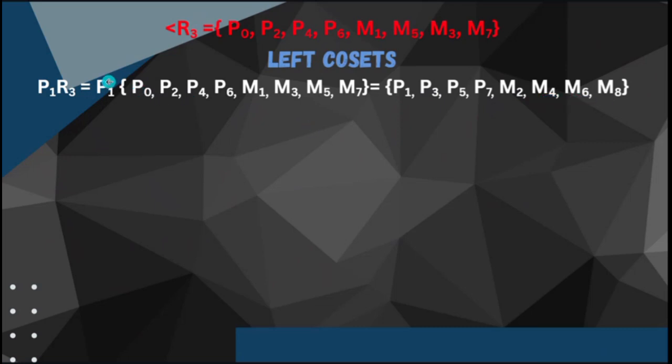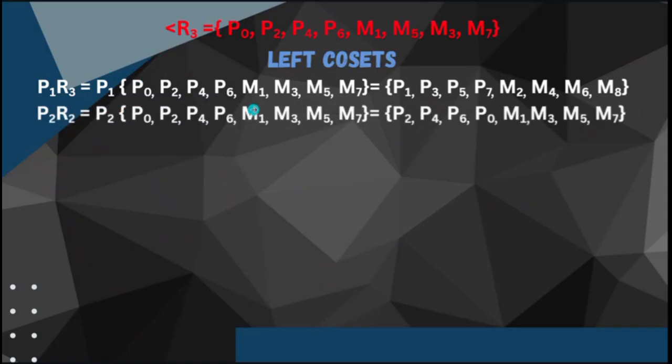Next, rho sub 2 multiplied by R sub 3 is equal to rho sub 2, rho sub 4, rho sub 6, rho sub 0, mu sub 1, mu sub 3, mu sub 5, and mu sub 7. And the result of these two left cosets contains all the elements of our group. Therefore, these are our left cosets.